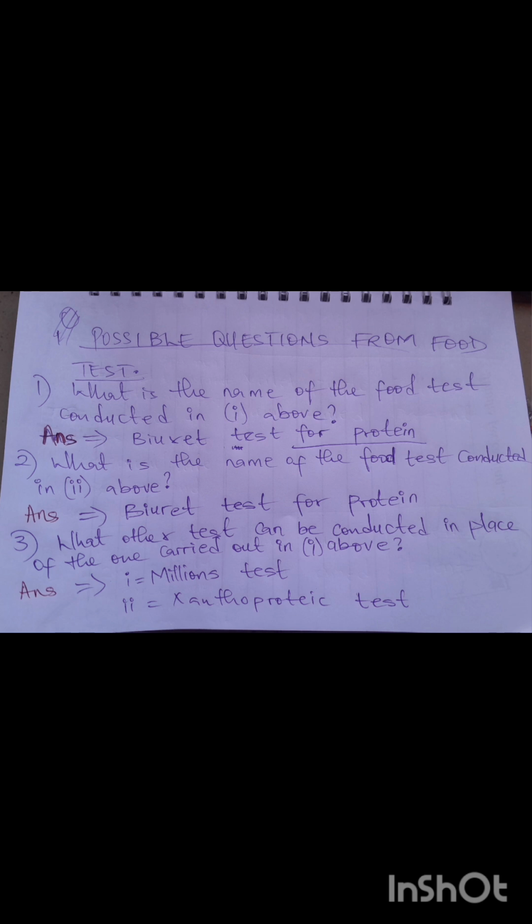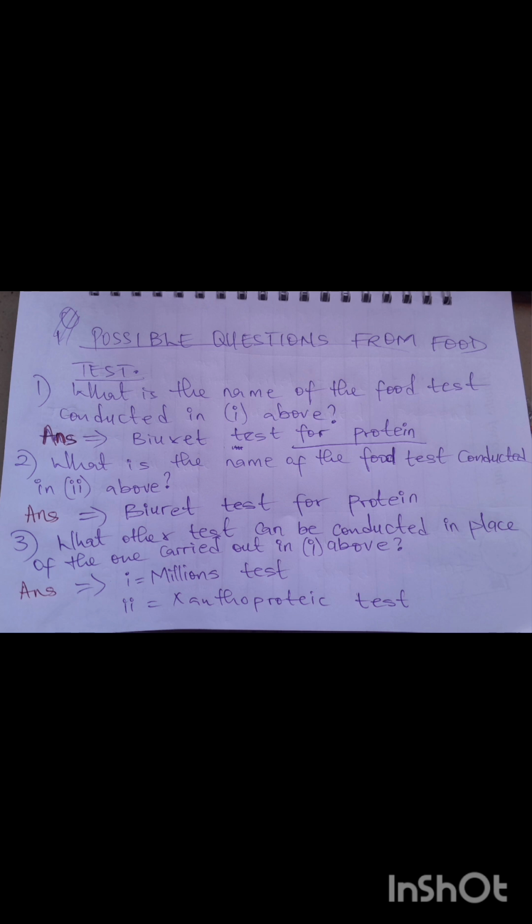Now, the second question they may ask is, what is the name of the food test conducted in I above? That is the second test in that table where we used water. Now, the answer is Biuret test for protein. Someone might ask, oh, this one we use water and you're still calling it Biuret test. Remember, what gives the test its name is the reagent used. Remember that after adding water, you added a few drops, or 2 drops, or any quantity, of sodium hydroxide plus copper II tetraoxosulfate VI.